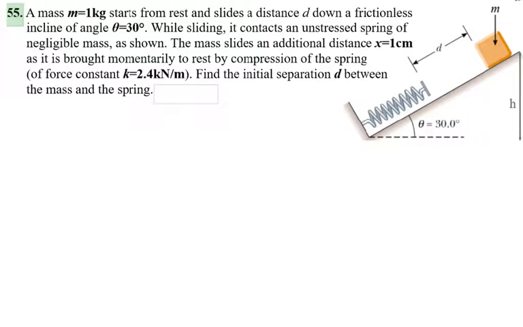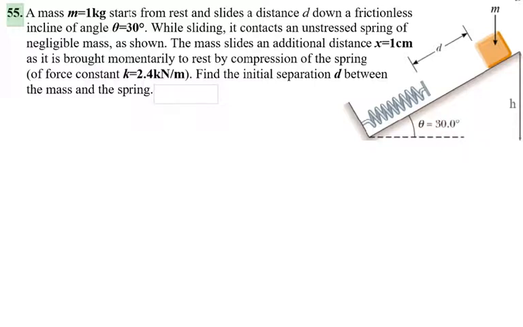Here's another question we're going to look at. A mass of m equals 1 kilogram starts from rest and slides a distance d down the frictionless incline of angle 30 degrees. While sliding, it contacts the unstretched spring of negligible mass as shown. The mass slides an additional distance of 1 centimeter and is brought momentarily to rest by compressing the spring. The spring constant is given as 2400 newtons per meter. Find the initial separation d between the mass and the spring.